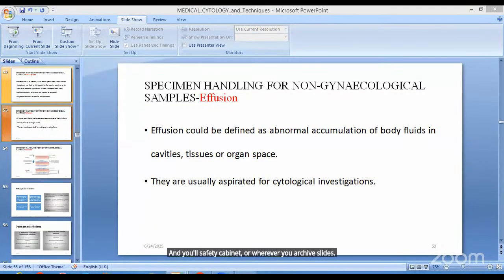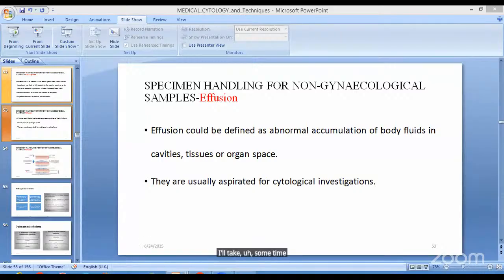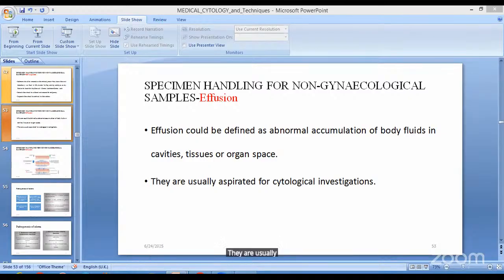Now, let's move to effusion. I'll take some time talking about effusion. Effusion is defined as abnormal accumulation of body fluid in cavities, tissues, or organ spaces. They are usually aspirated for cytological investigations. What is it?